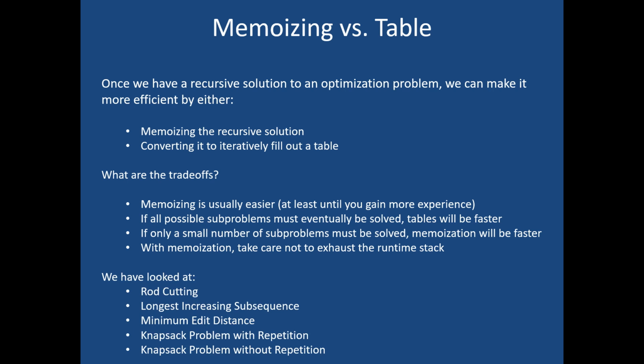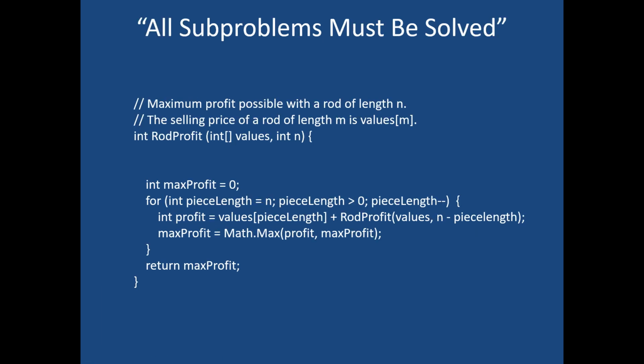Now we've looked at these examples in lecture, and you've looked at some on Caddis. I'm going to go back to some of these examples and try to evaluate whether we should memoize or use a table in different situations. So here's the recursive solution to the rod profit method. This is an example where all subproblems must be solved. If you want to know the best you can do with some length of rod, you've got to consider all possible ways of cutting it up to find the best solution.